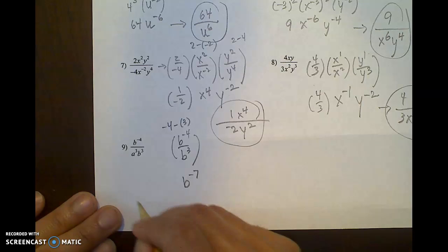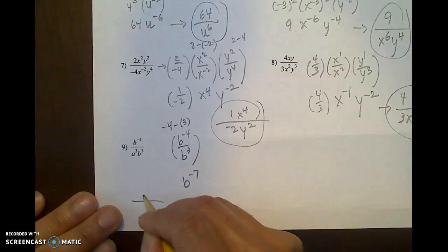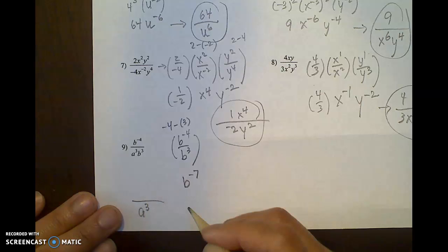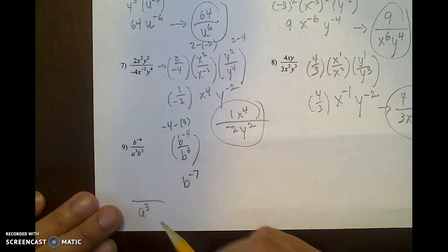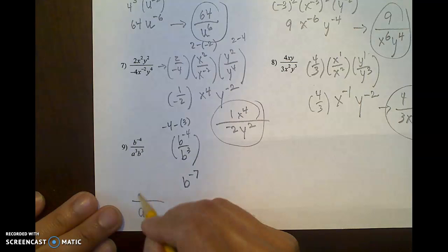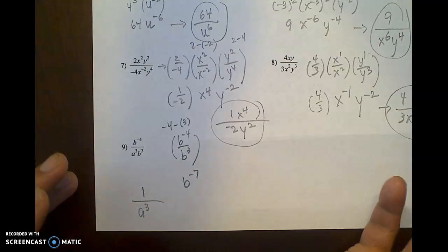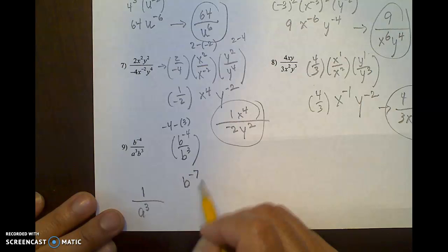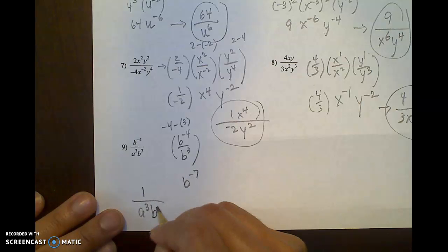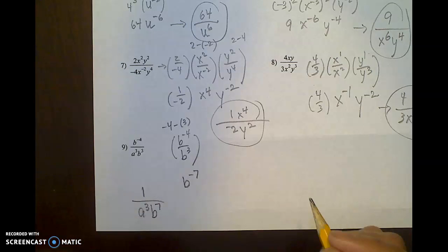Let me write my answer here. We already know that a to the third is not going anywhere. We didn't do anything with a to the third. It's in the bottom, it stays in the bottom. Now I'm going to put a 1 in the top because we always want to have something in the numerator. This b, because it has a negative exponent, is going to get flipped to the bottom, and the exponent is going to be positive.